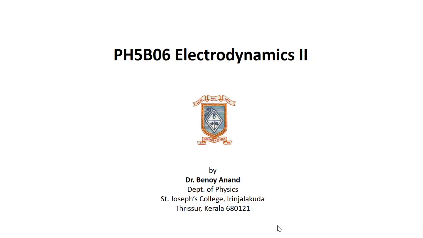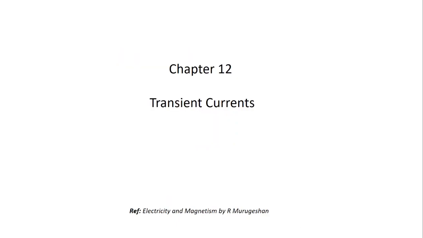Hello, welcome to the course PH5 BO6 Electrodynamics 2. Today we are going to start module 3, transient currents, which is chapter 12 from Electricity and Magnetism by R. Murugesh.